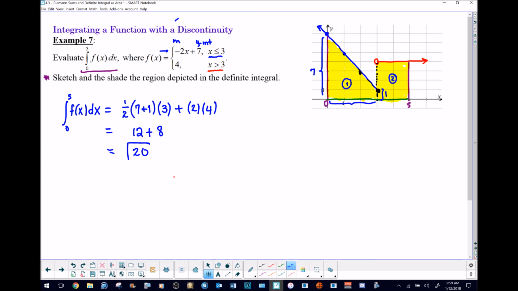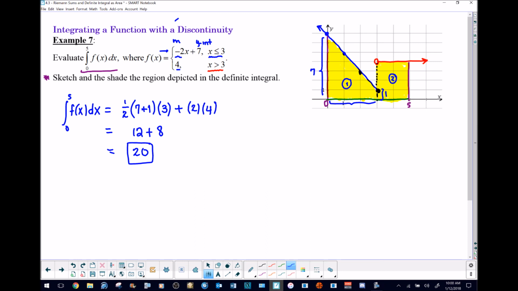Now, if you're watching this video, say outside of Avon High School, you might wonder, is there an approach to find this integral by actually performing some antiderivatives? And the answer is yes. You could still perform the antiderivatives of both the function negative 2x plus 7 and 4 and run in the appropriate boundaries and come up with the answer of 20.